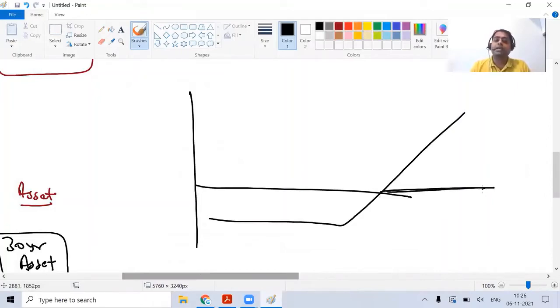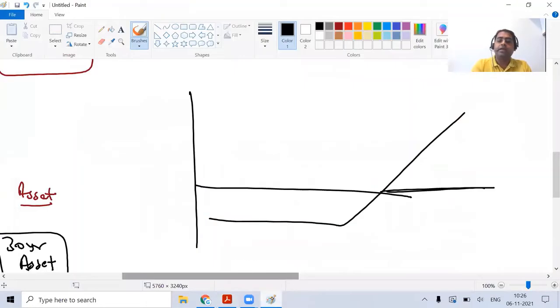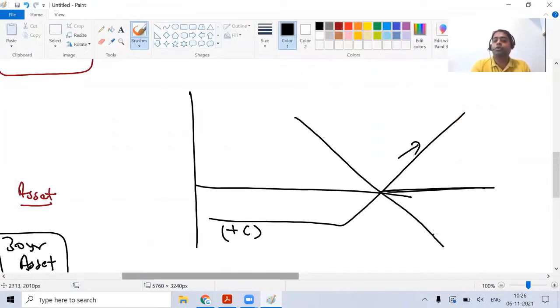Right, so if you go over here, sale after the price has increased and purchase after the price has decreased. Why? See, if you're taking a long call, you're going to make profit when the asset prices are going up. So if you've taken a short asset, that will nullify your position. You're going to lose over here, you're going to make profit over here. That way.